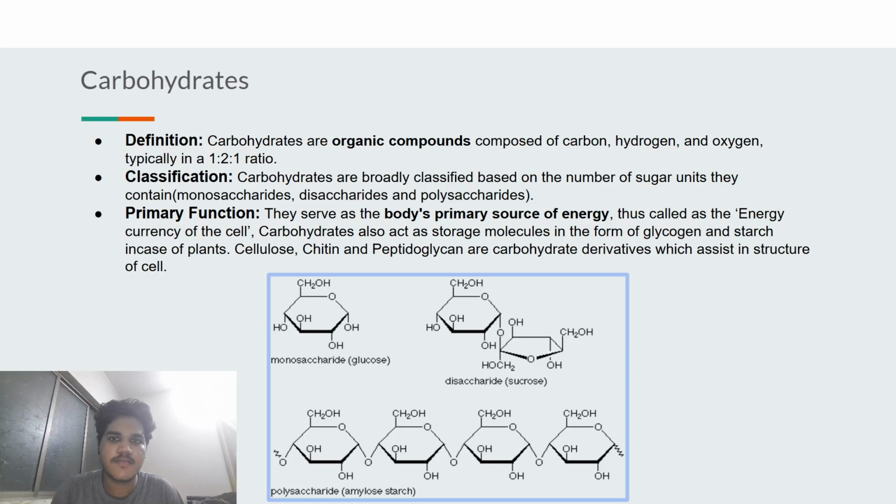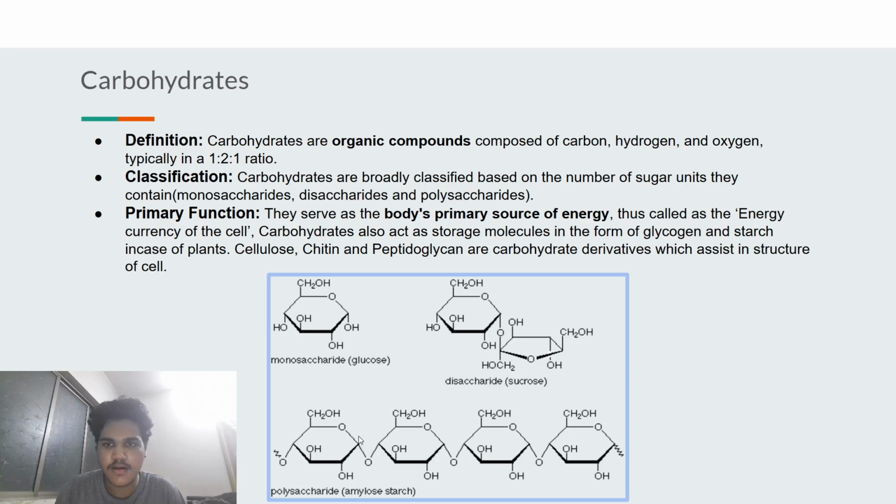So, carbohydrates. Carbohydrates are organic compounds composed of C, H, and O, carbon, hydrogen, and oxygen, typically in a ratio of 1:2:1. Glucose, for example, has C6H12O6. Carbohydrates are broadly classified based on the number of sugar units they contain: monosaccharide, disaccharide, and polysaccharide. Glucose here, as you can see, is a monosaccharide. Sucrose is a disaccharide, formed with two monosaccharide molecules attached with a glycosidic linkage.